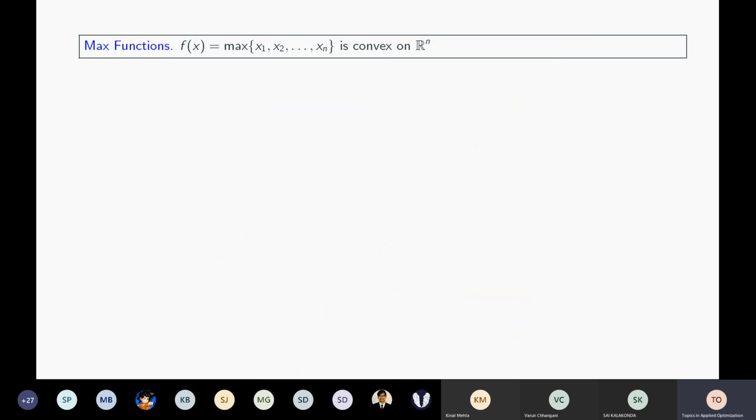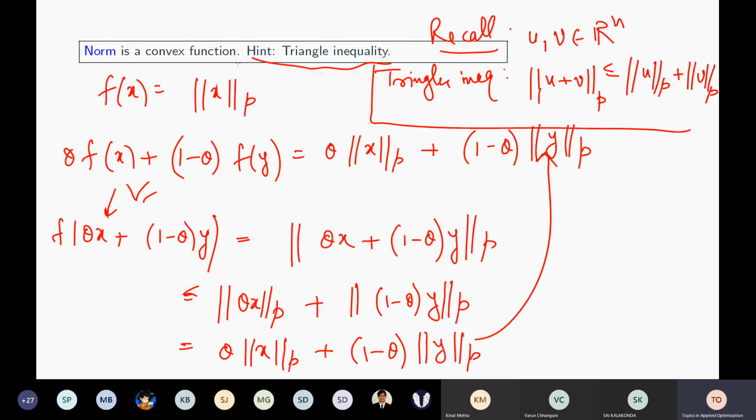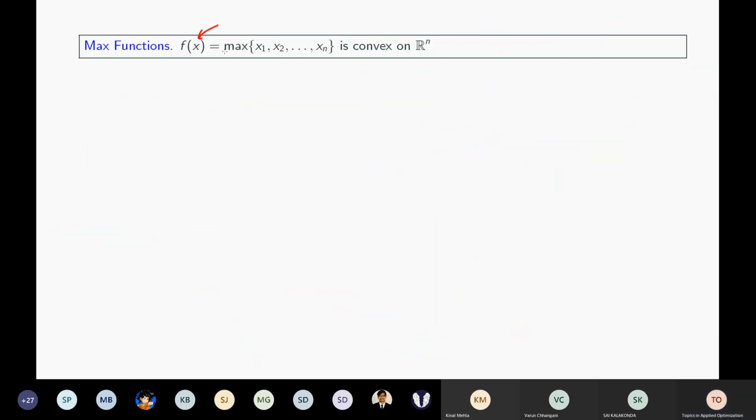And then we can prove that the max is convex. I think we won't be able to do it today. You can already think about why the max function will be convex. The max of x1 to xn, in this case. Can you relate this to a norm here? Yes, it can be the Lp norm, like the infinity norm. You are saying the infinity norm, right? Yes, sir.